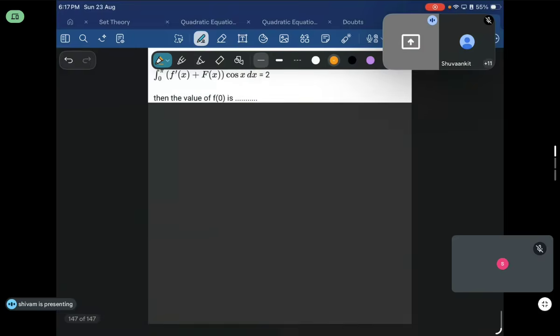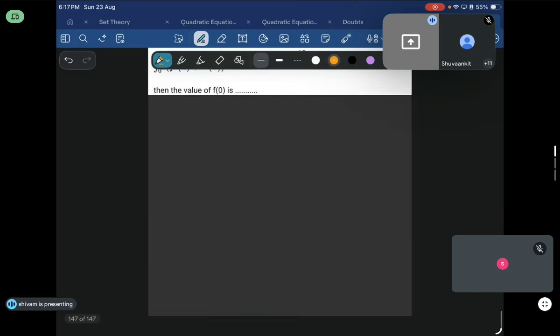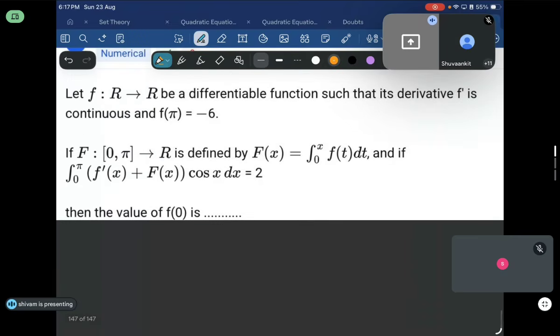So see, what are the things given to us? Tell me. Over here, f of pi is given as -6. That is fine, we'll use it later. That is a boundary value condition. But capital F of x is given as integral from 0 to x of f of t dt. That means f dash x is equal to f of x, you can understand that, right? So how to open this?